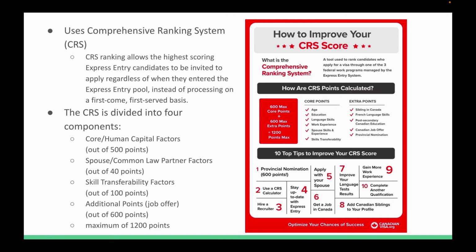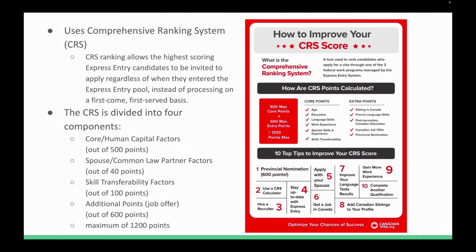The CRS is looking for the highest scoring candidate, regardless of when that individual applied through the Express Entry pool. So it's not a first come, first served basis system like the points system was. And it's divided into 4 main components. So you've got your core/human capital factors. Then you've got your spouse and common law partner factors, your skill transferability factors, and your additional points. So like, do you have that job offer, for a maximum of 1,200 points?